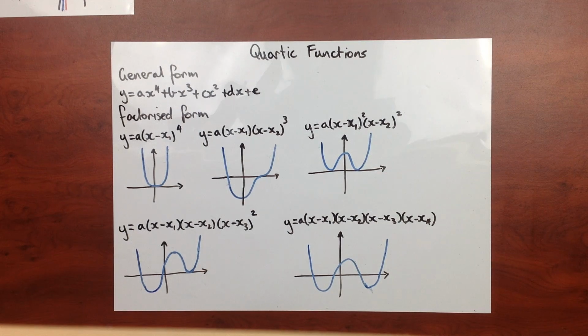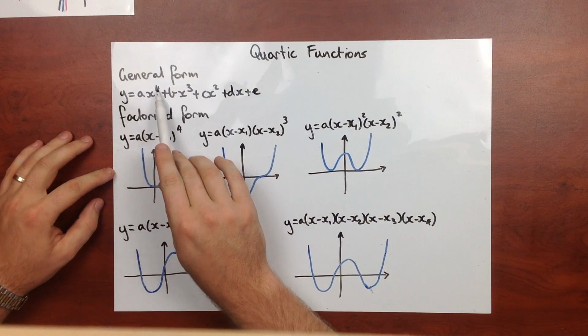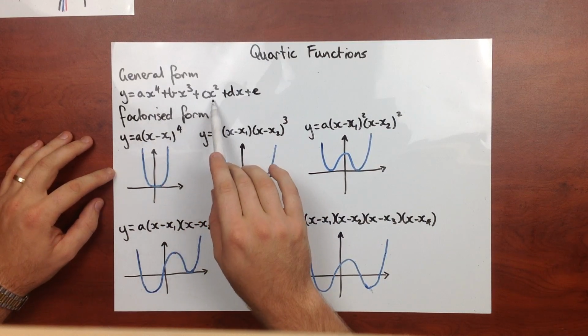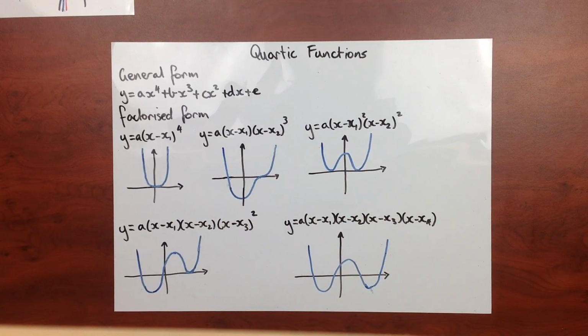Okay, in this tutorial we're going to be looking at quartic functions and other higher order polynomials. The general form for our quartic is y equals ax to the 4 plus bx cubed plus cx squared plus dx plus e. So we're getting pretty complicated now. We've got lots of factorized forms that can all make our graph look a little bit different.